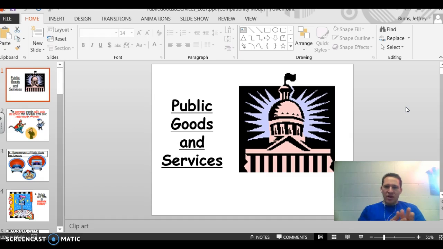And one thing that we want to focus on is public goods and services. Remember, whenever you think of that word public in civics and economics, you need to think of the government providing things to people. So when I say public goods and services, it means the government, which is identified here by the Capitol building, providing goods and services to people that maybe they wouldn't otherwise be able to provide for themselves if it wasn't for the government, or as easily, as efficiently.